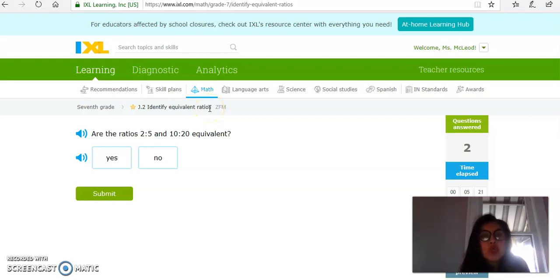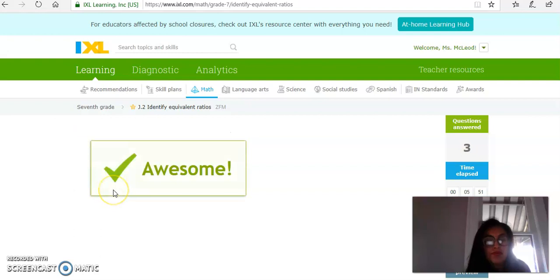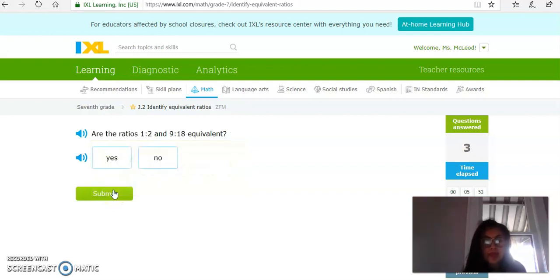And the second one says, are the ratios 2 to 5 and 10 to 20 equivalent? So I'll put 2/5, 10/20. And then I know that from 2 to 10, I'm multiplying by 5. And if I go from 5 to 20, I'm multiplying by 4. They don't have the same COP. But if I do 2 divided by 5, I get 0.40. And if I do 10 divided by 20, I get 0.50. Not the same numbers. So they're not equivalent. So I'm going to put no. And there you go.